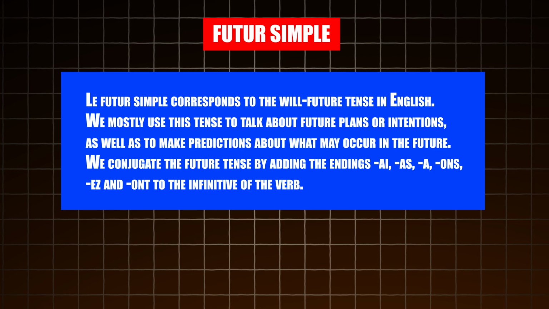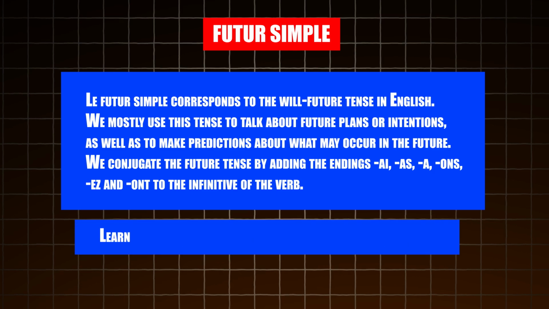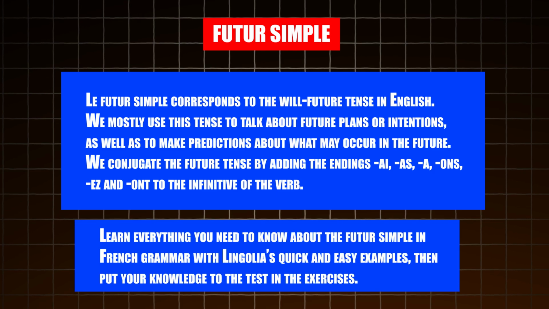We conjugate the future tense by adding the endings such as ai, as, a, ons, ez and ont to the infinitive form of the verb. You need to learn everything you need to know about the futur simple in French grammar with the easy examples that you get from your teacher or from the French grammar book, and then put your knowledge to the test in the exercises.